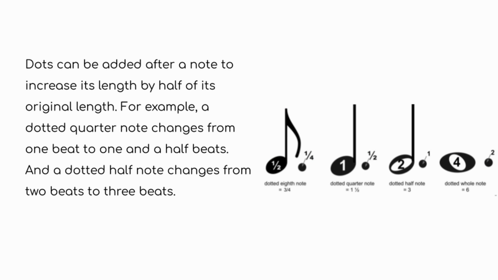Dots can be added after a note to increase its length by half of its original length. For example, a dotted quarter note changes from 1 beat to 1.5 beats, and the dotted half note changes from 2 beats to 3 beats.